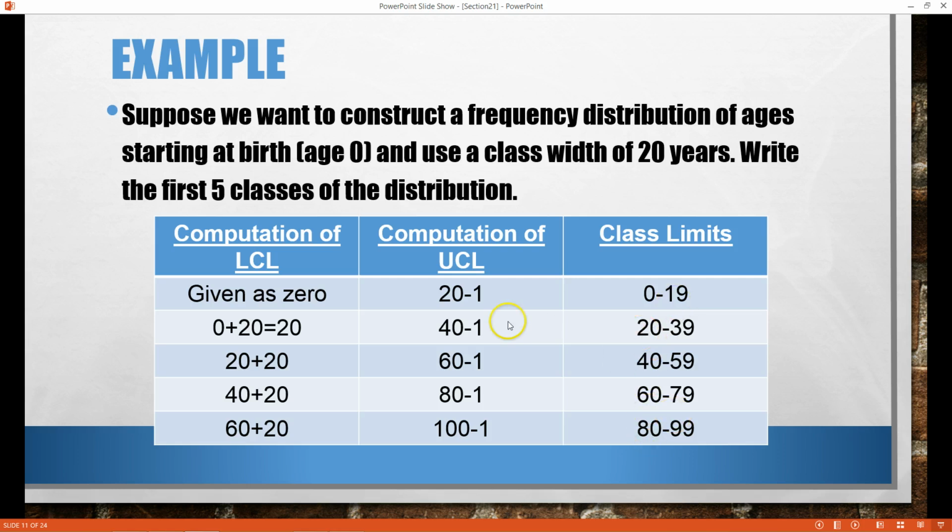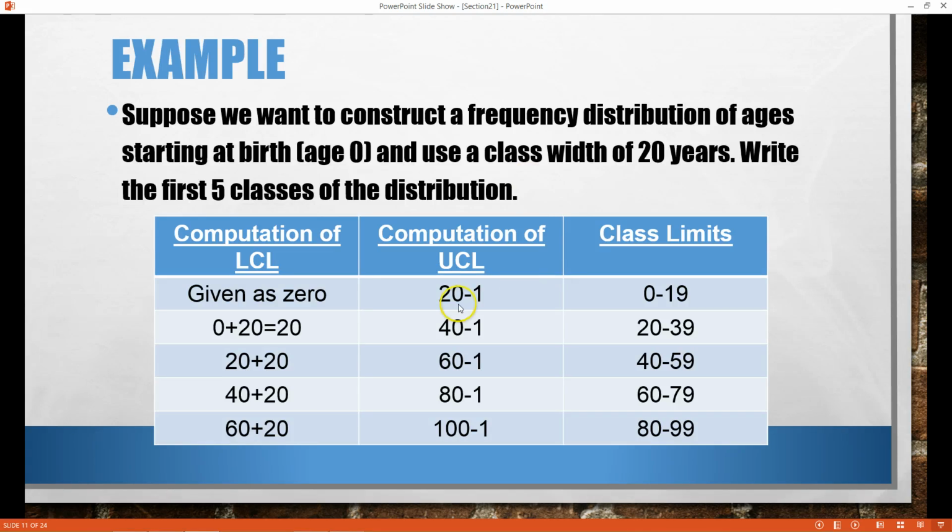Now to get the upper limits, what did we do here? We took the lower limit of the next class and subtracted 1. So the upper limit of the first class is 19, and then 39, and then 59, and then 79, and so forth. Notice that also one of the properties of class width is that the difference between any two consecutive upper class limits also gives us the class width. All right? So that's how we can set up the classes for a grouped frequency distribution. Now let's make a couple of other observations here.